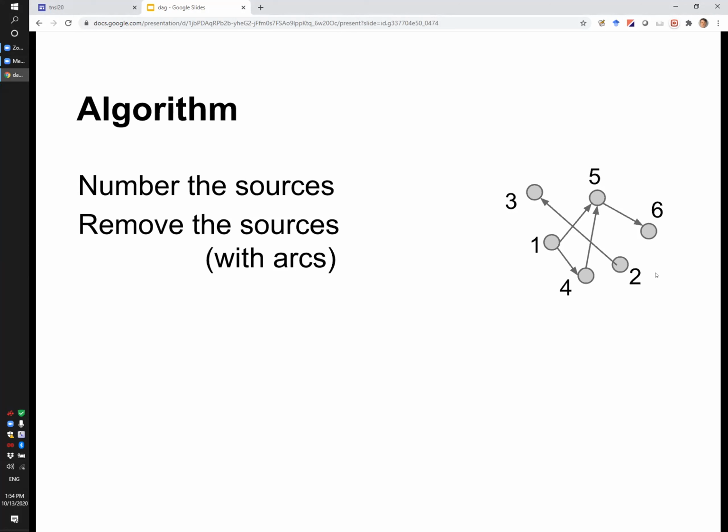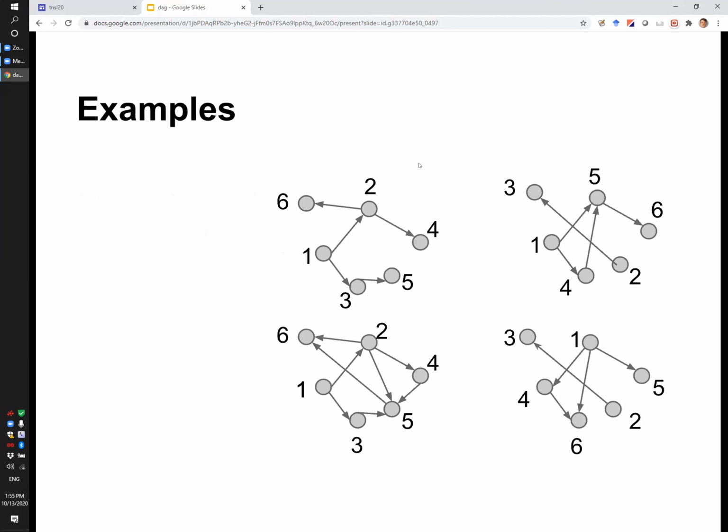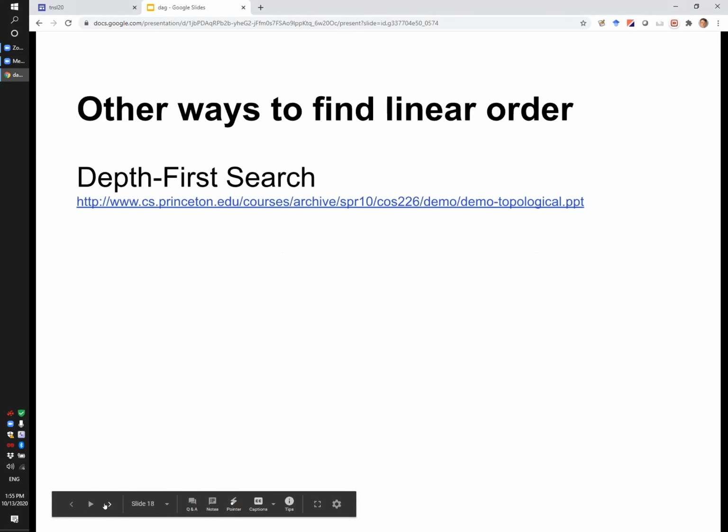So this is the summary of the algorithm. Identify the sources, use the smallest numbers to number the sources, and remove the sources together with the arcs, and you will get a topological sort. And here are some examples, and we have 5 minutes remaining in this lecture, so I guess I will just use them to do an example on a Jamboard.